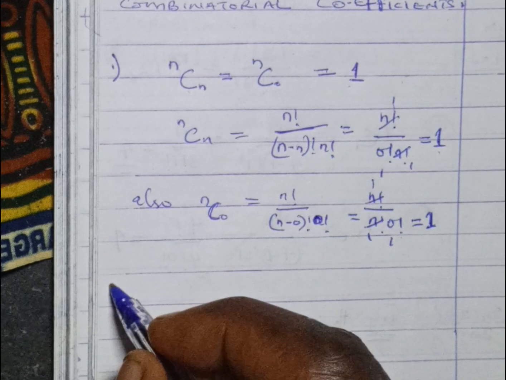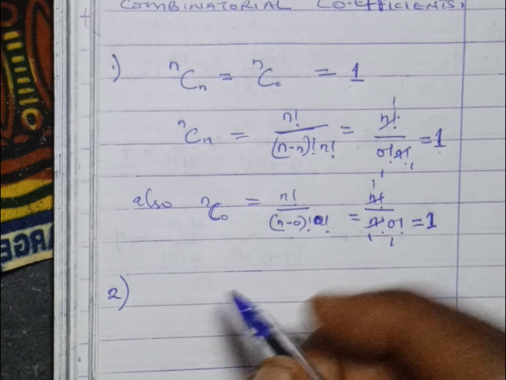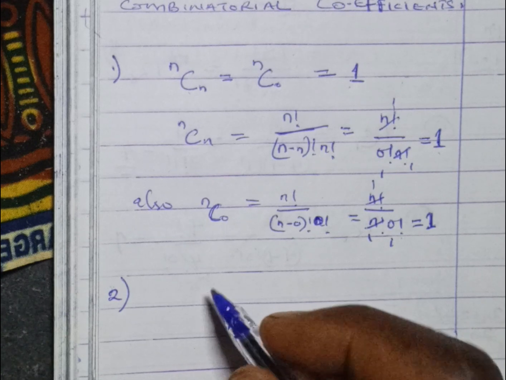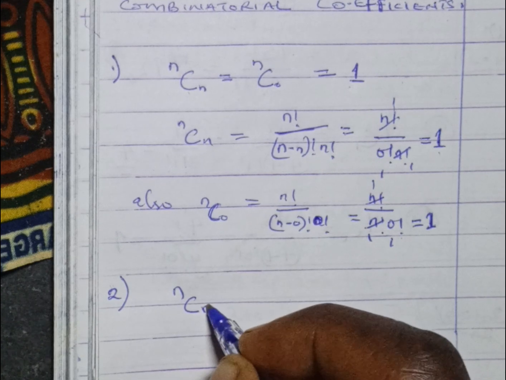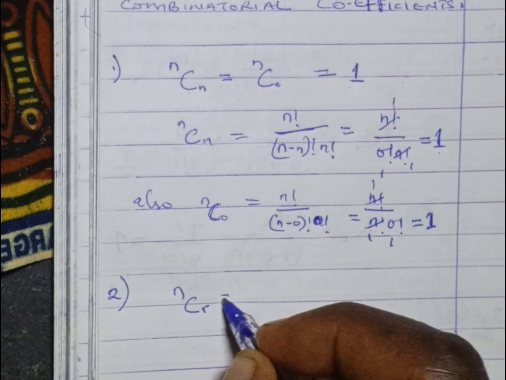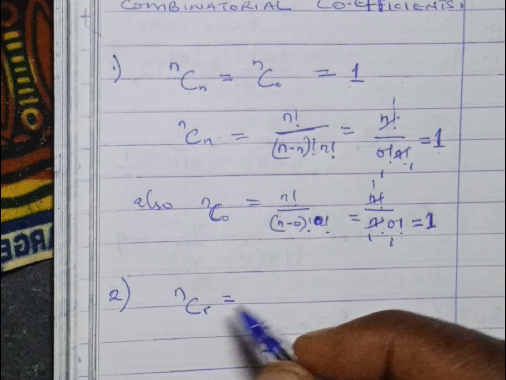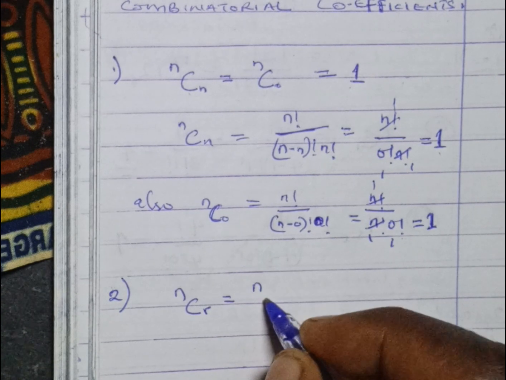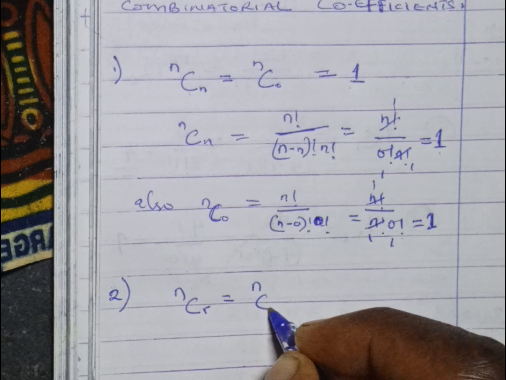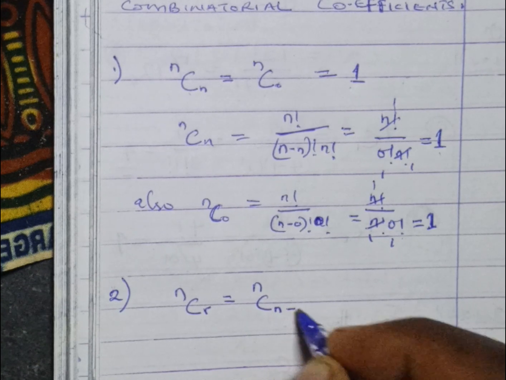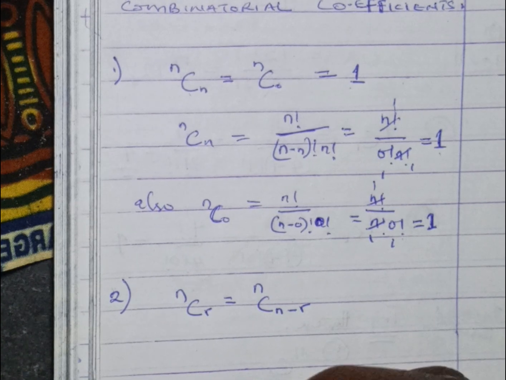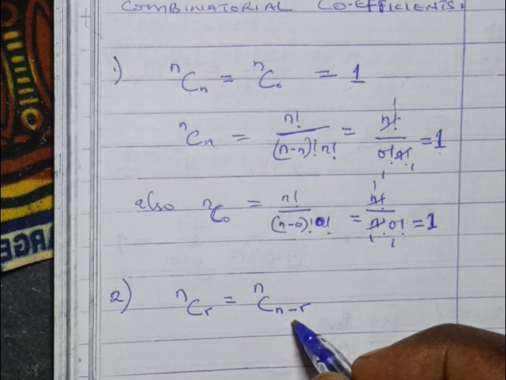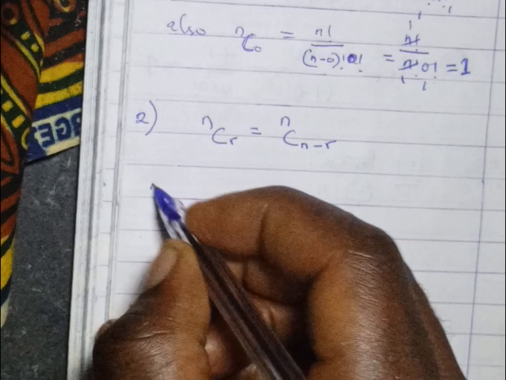Okay, the next one we also want to look at is the fact that n combination r is equal to n combination n minus r. That's what I want to consider. That's what I want to look at. This can give you this.